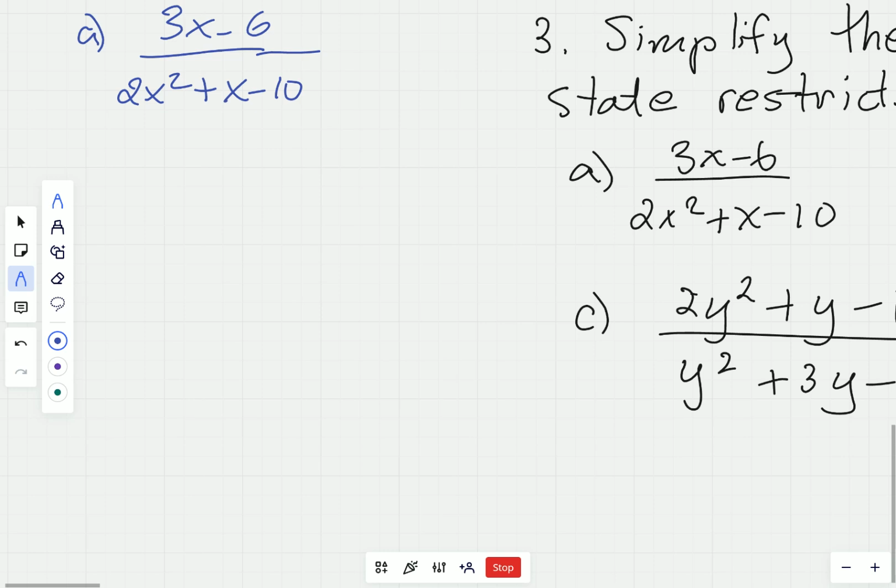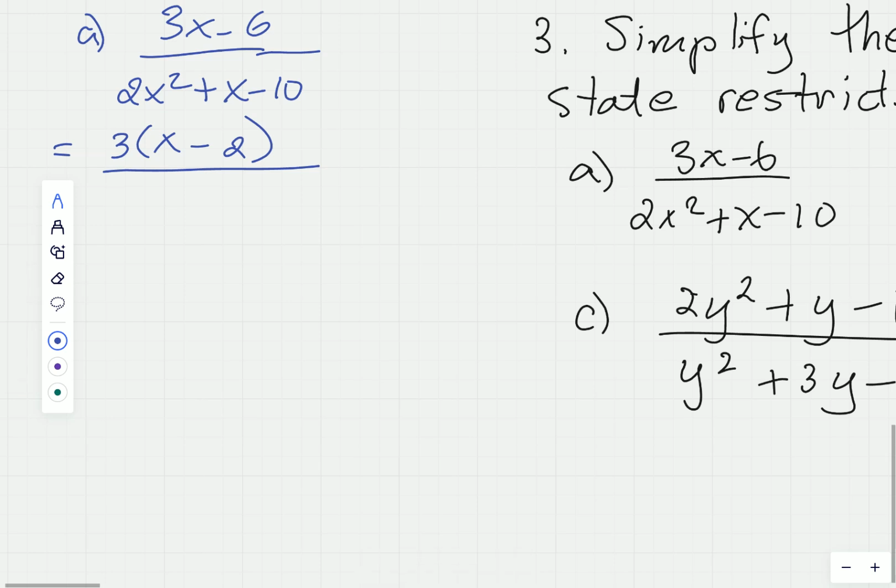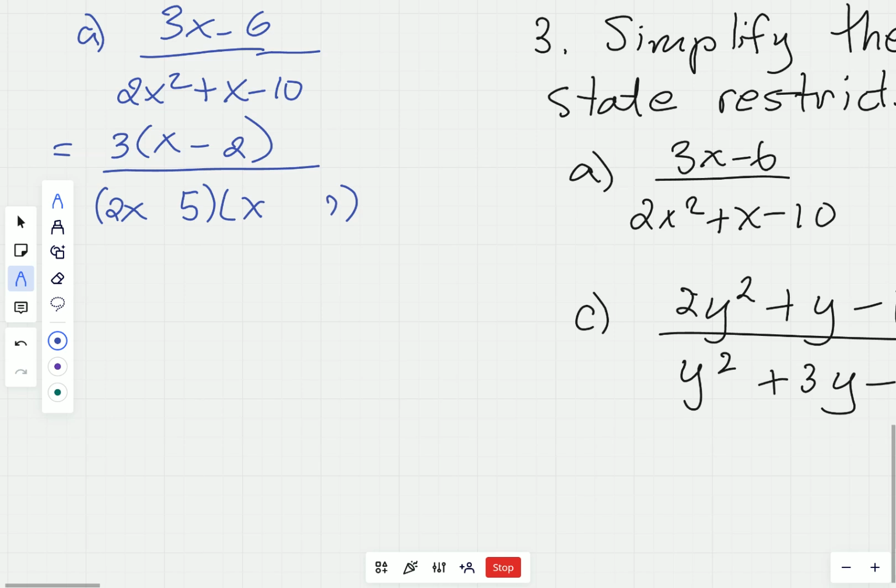So we want to simplify, so that means we're going to factor our polynomials in the numerator and denominator and see if we can find some common factors. So in the numerator, we can factor out a 3. That's pretty easy. 3 times x minus 2. And in the denominator, we have a 2-degree polynomial, or a quadratic. Let's see if we can factor that. All right, so it usually means we're going to have 2 factors. Let's see, probably 2x and x. Now, what are the factors of 10? They're 1 and 10, and 5 and 2. So let's try 5 and 2.